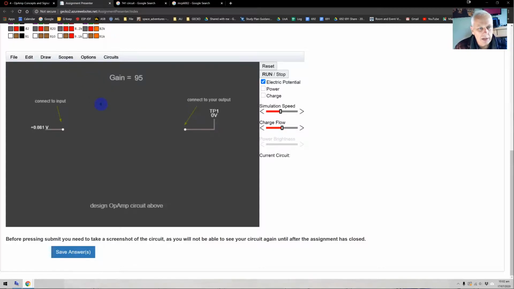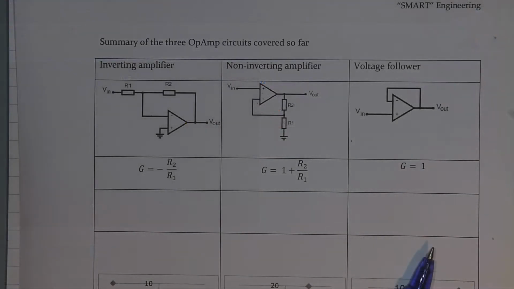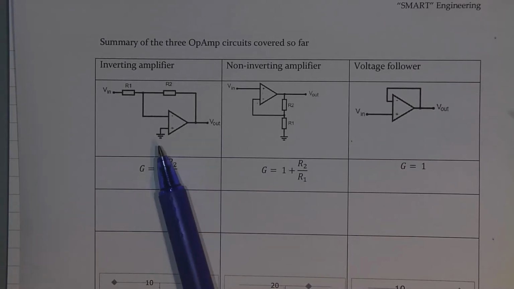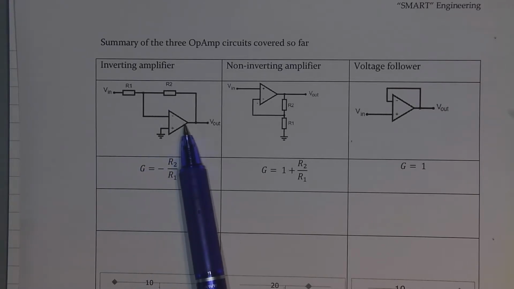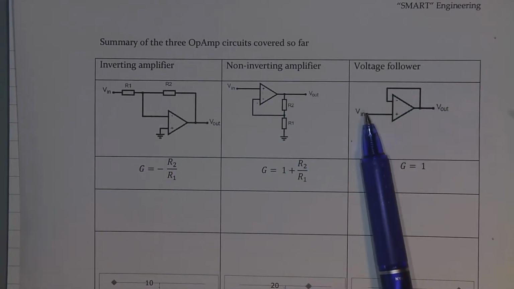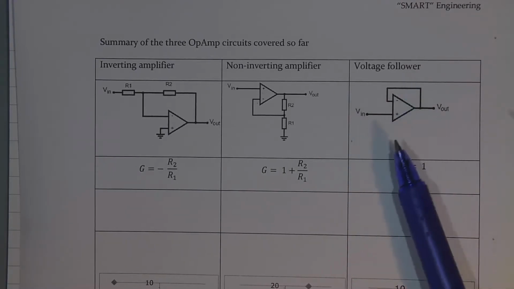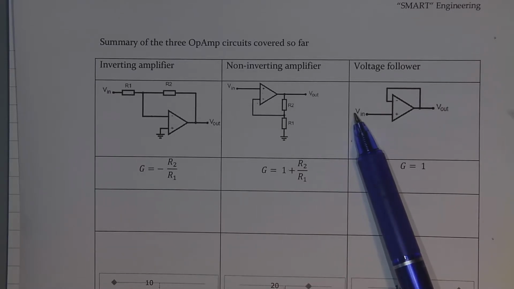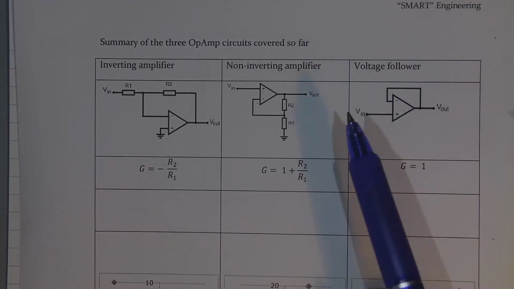Okay, so I need to be able to draw an OpAmp. Now which OpAmp circuit am I going to use? Let's just have a look at our OpAmp circuits that we've got and decide. So what do we know so far about OpAmp amplifiers? We've got the inverting amplifier, the non-inverting amplifier, and the voltage follower. The voltage follower has a gain of 1. That means that the voltage on the output is the same as the voltage on the input. And it's got its own special reasons for existing.